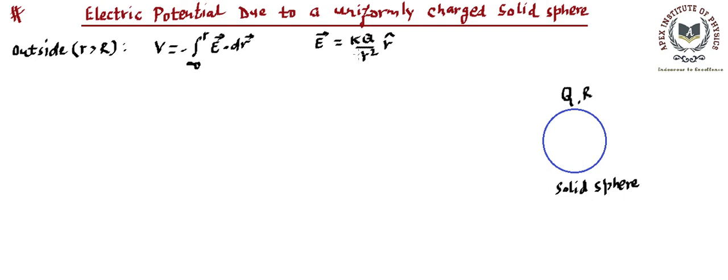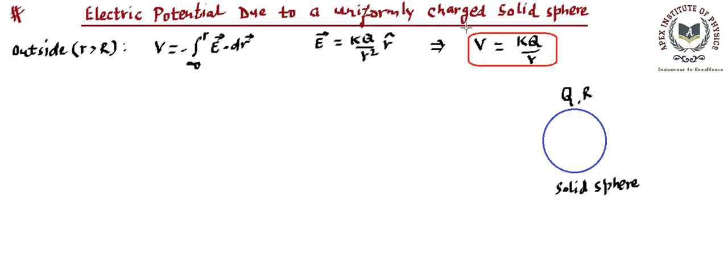Now we have used the same field for a point charge and just earlier for a spherical shell, and we had this same expression to integrate. So if we borrow the calculation from there, we can say the potential outside the solid sphere is going to be V equal to KQ upon r. So that's the result for outside.